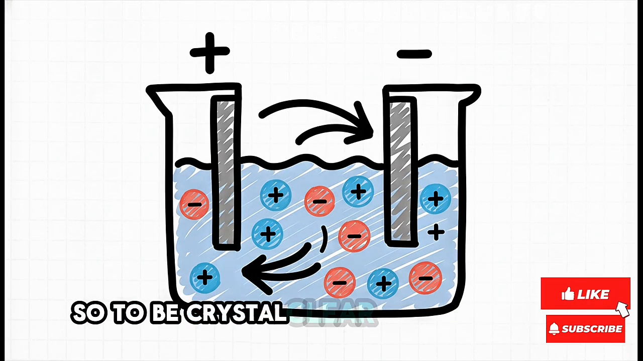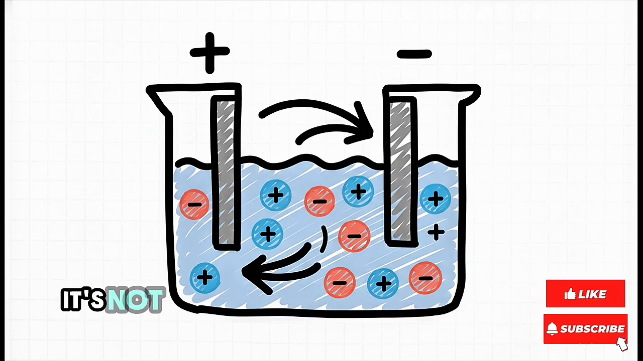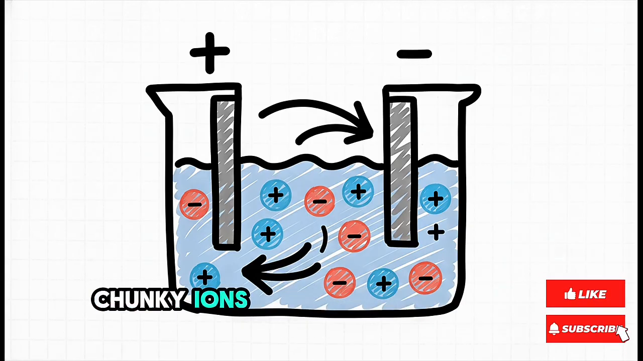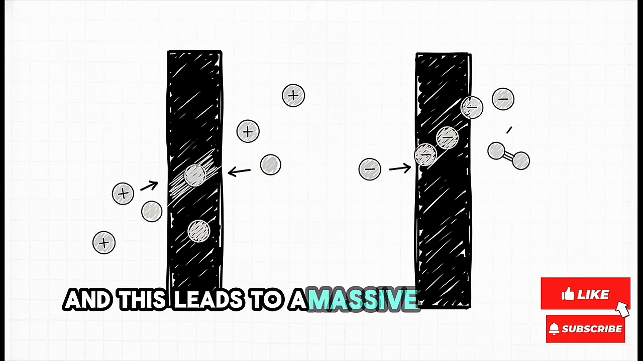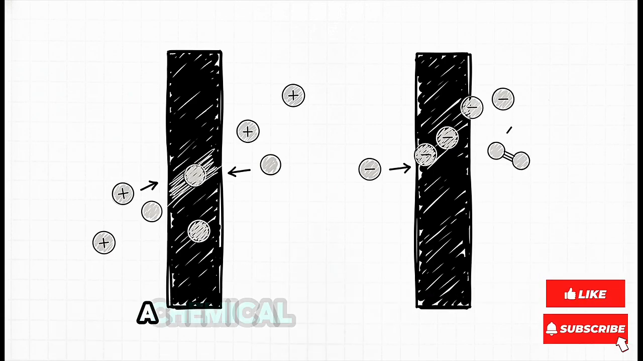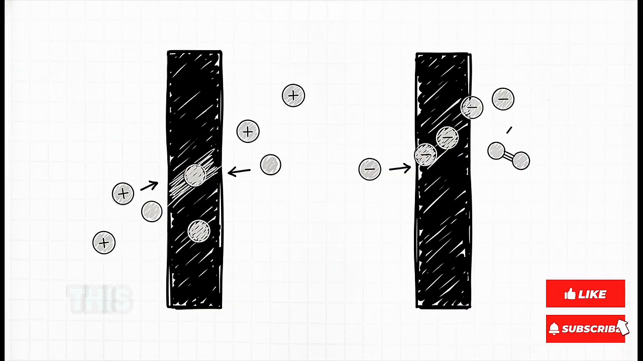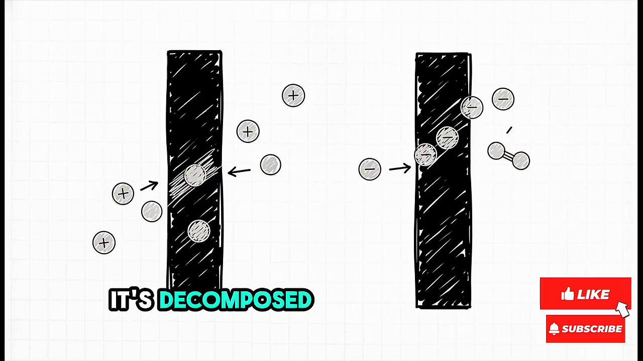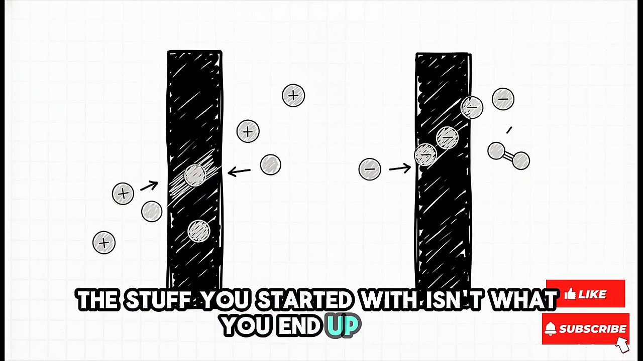So, to be crystal clear, in electrolytes, the charge is carried by mobile ions. It's not a sea of tiny electrons flowing around. It's the big, chunky ions themselves physically moving through the liquid. And this leads to a massive difference in the outcome. When those ions finally reach the electrodes, a chemical reaction happens. They actually turn back into neutral elements. This means the electrolyte itself gets broken down. It's decomposed. It's a permanent chemical change. The stuff you started with isn't what you end up with.